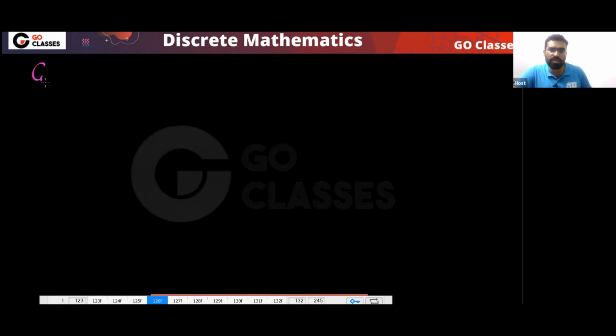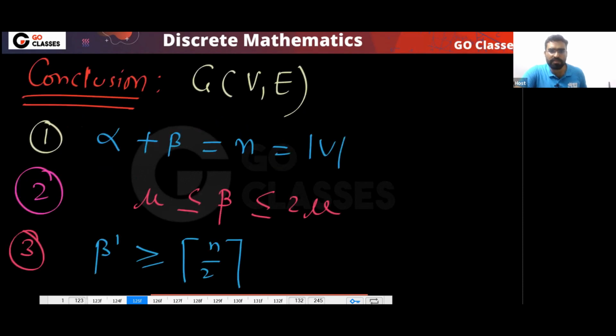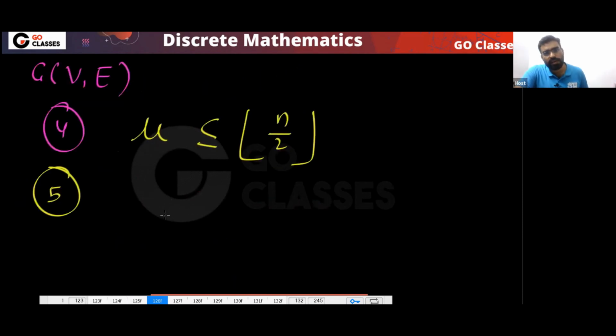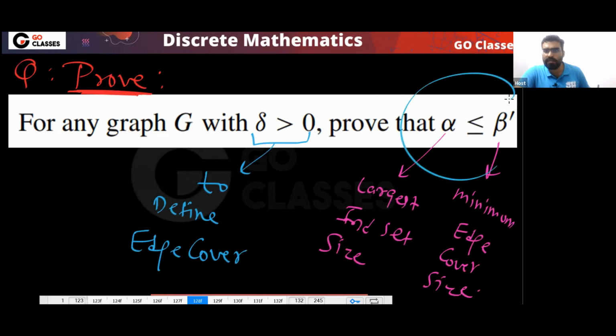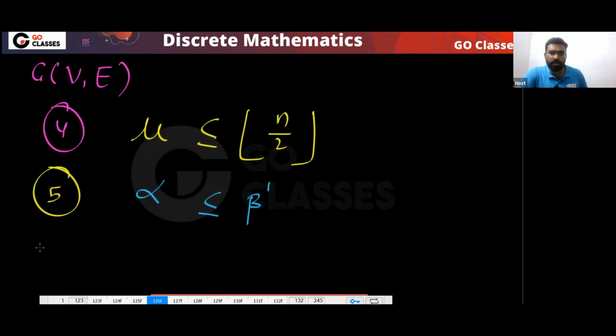And what is the fourth? If your graph is G(V, E), then the fourth thing is that the matching number is less than or equal to n by 2 floor. So these things we have seen, 3, 4. And we have also seen this: alpha is less than or equal to beta dash. This we have seen just now.